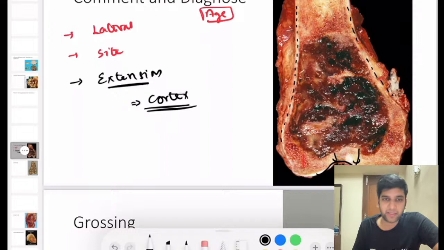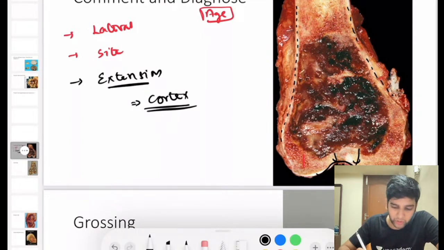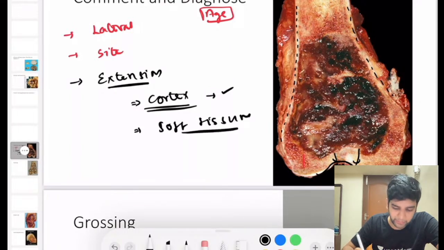If it is intact, the possibility of osteosarcoma is less, right? So that's the first thing I want you to look for. It's an intact cortex. So this is very, very important, whether the cortex is intact or not. If the cortex is breached, then say soft tissue invasion. So these are very important to comment on.